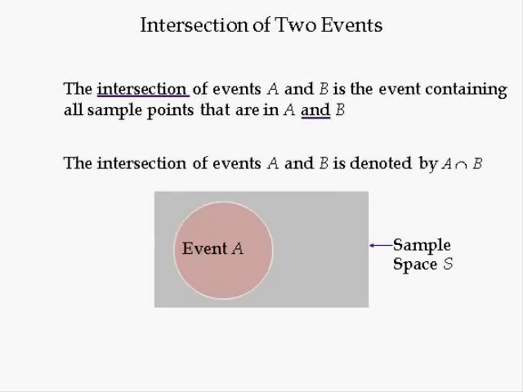Suppose the circle on the left contains all of the sample points in event A, while the circle on the right contains all the sample points in B. All the sample points that are in A and B are in the red overlap area called the intersection. Since events A and B intersect, the probability of their intersection, the probability of A and B, is not equal to 0. When this occurs, we say A and B are not mutually exclusive.